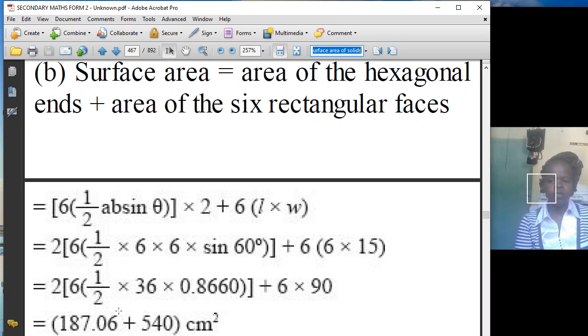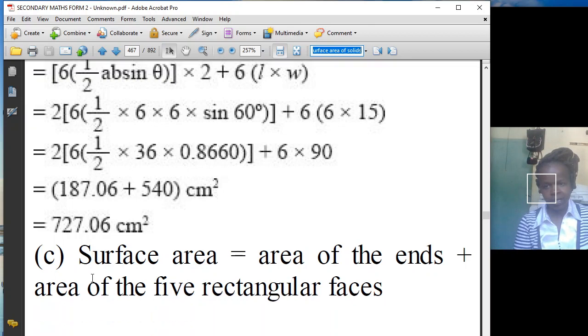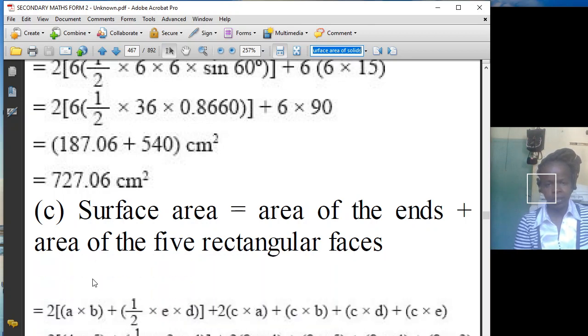So you press your calculators, do it very well. You will end up with 727.06 square centimeters. And it is well done.